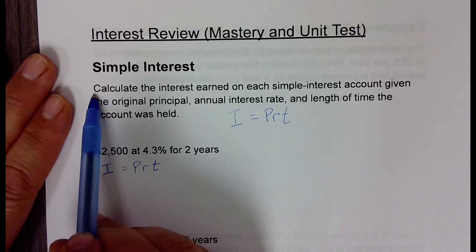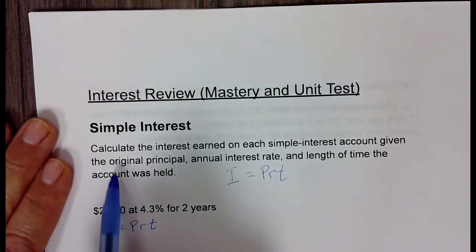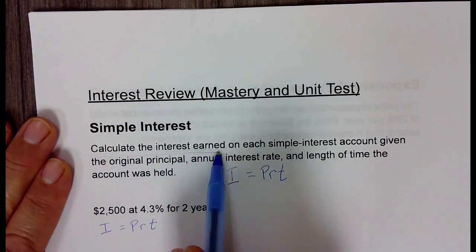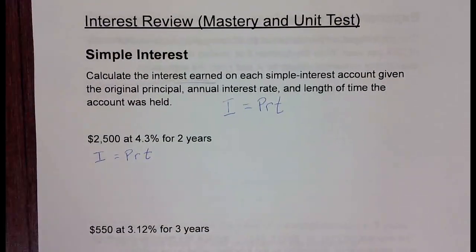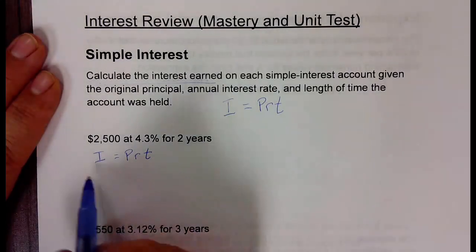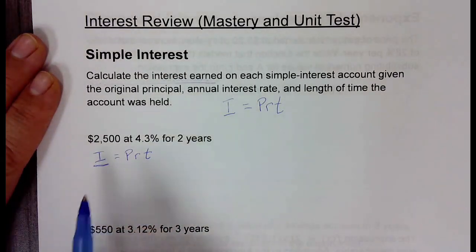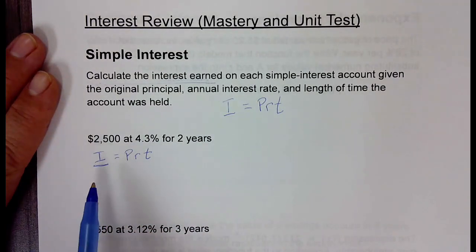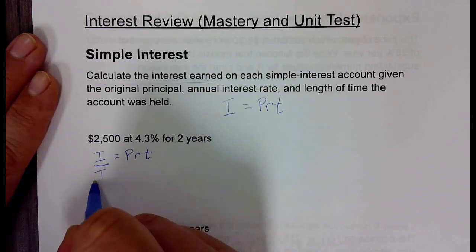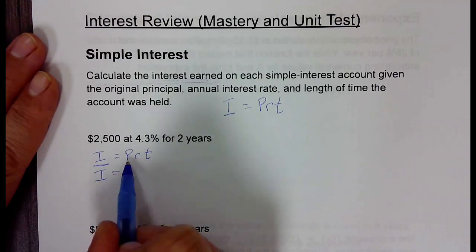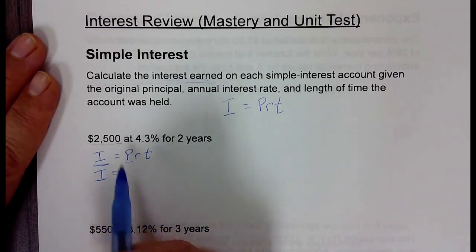And I'm looking to calculate the interest earned on each simple interest account. I'm not looking to see the total amount that the account had after that amount of time. I'm just looking to see the amount of interest that was earned in that amount of time. So I can use just this formula because it tells me just the amount of interest that was earned. So I'm going to put in the information that I know.